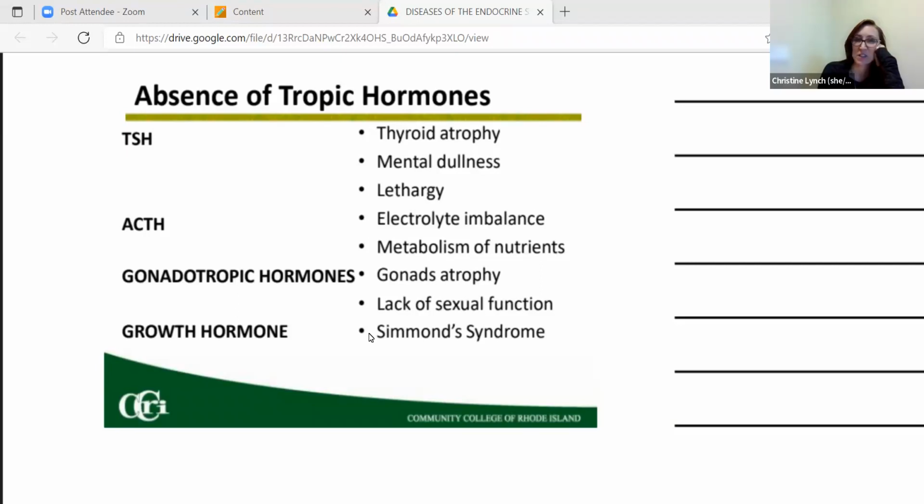So if the thyroid stimulating hormone is affected, there can be decreased thyroid function and possibly atrophy of the thyroid gland. That ends up presenting itself with drowsiness, lethargy, and mental dullness. A lack of adrenocorticotropic hormone can result in a fluid and electrolyte imbalance, and also improper metabolism of nutrients. Absence of the gonadotropic hormones can result in gonadal atrophy and sexual dysfunction. And again, we talked about lack of growth hormone that can result in dwarfism.